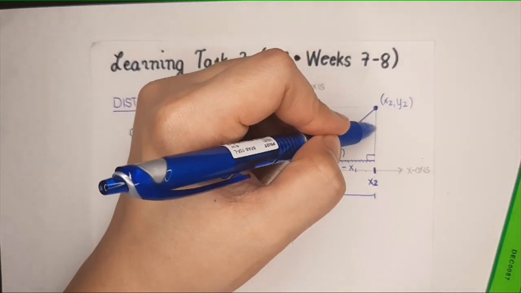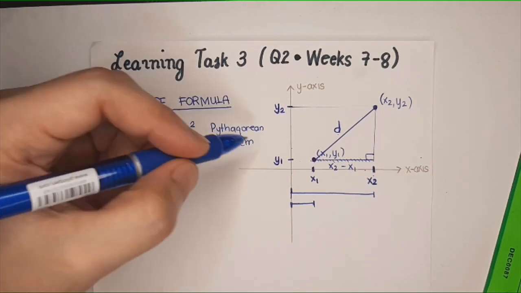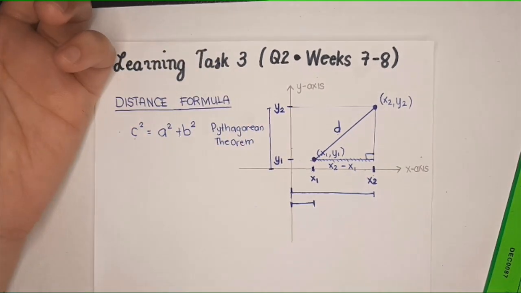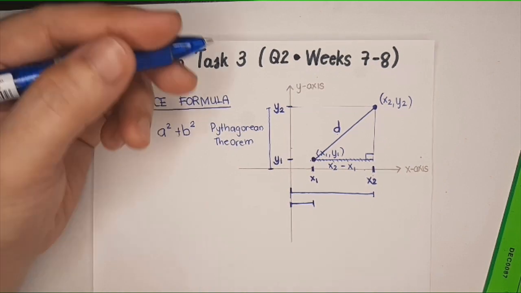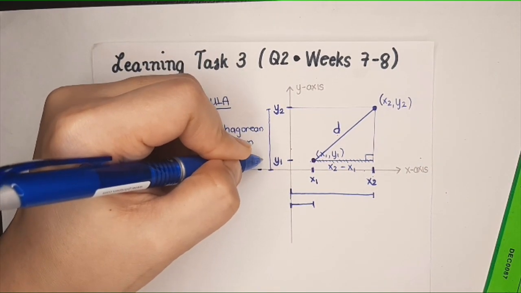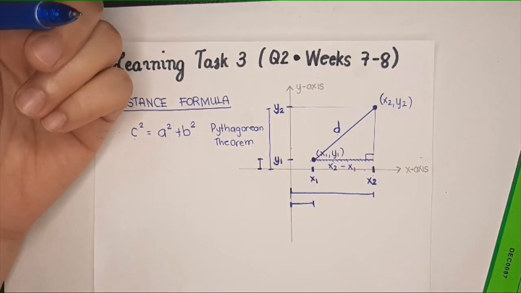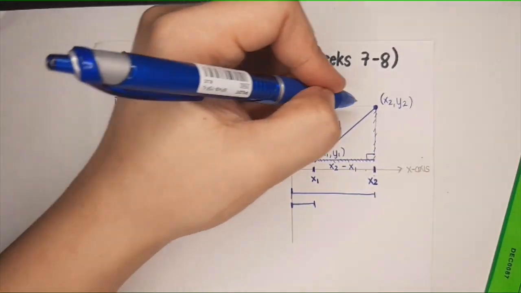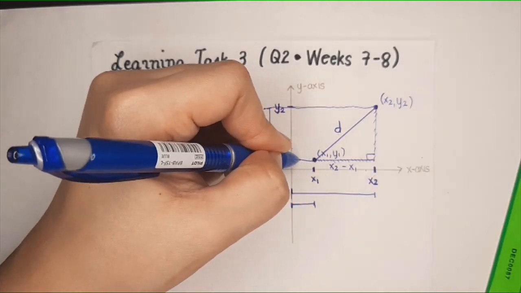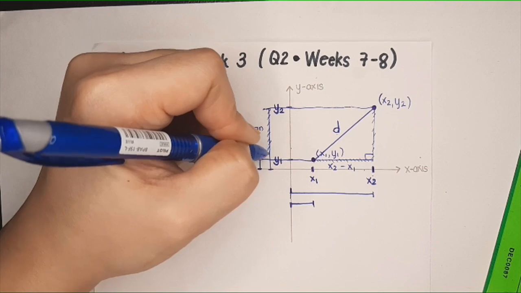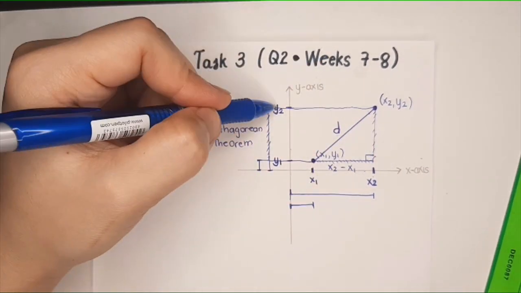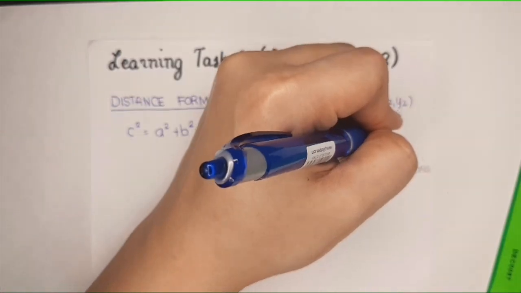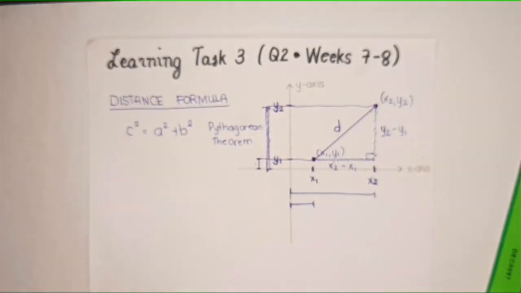Now, what about this side? We do the same. From here up to here, it's y2, and from here up to this point, it's y1. So to get the length of this side, it is y2, since y2 is the whole length, minus y1. So this side measures y sub 2 minus y sub 1.